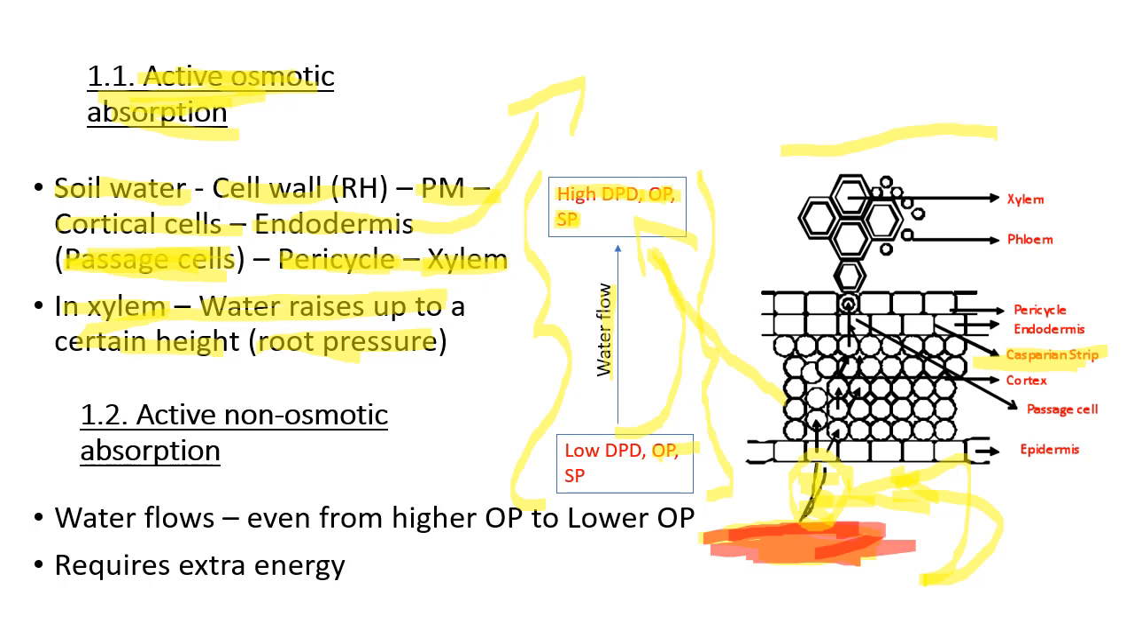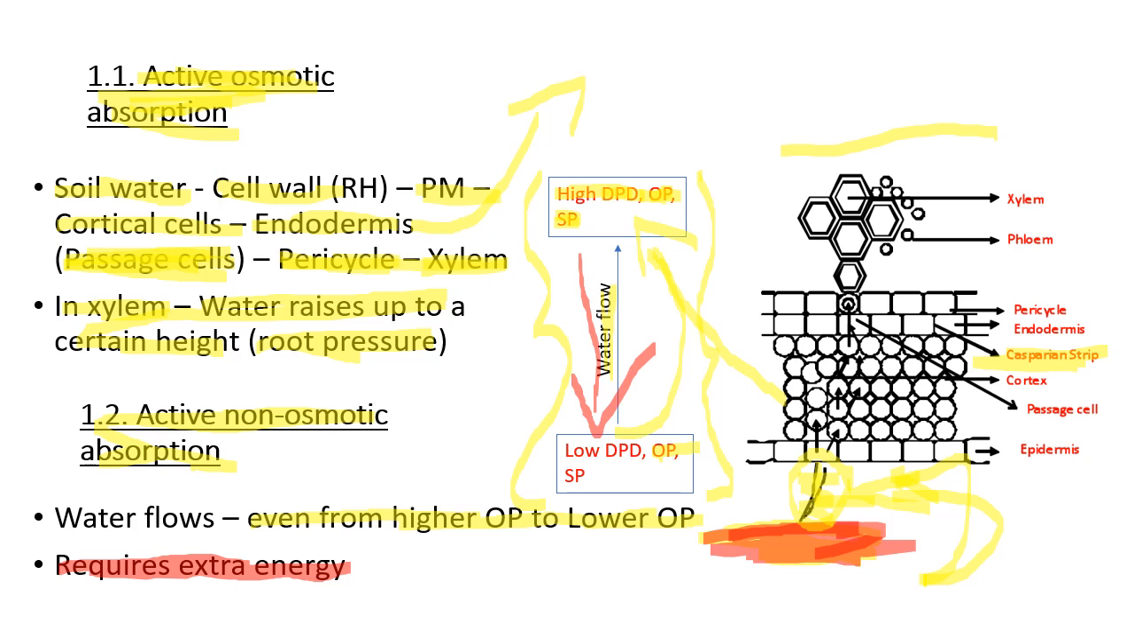Now coming to the active non-osmotic absorption. As I said earlier, here the movement of water occurs against the diffusion pressure or the osmotic pressure gradient. So here the water flows from higher osmotic pressure to the lower osmotic pressure region. Here the water flow is in the opposite direction. As I told, this requires extra energy.